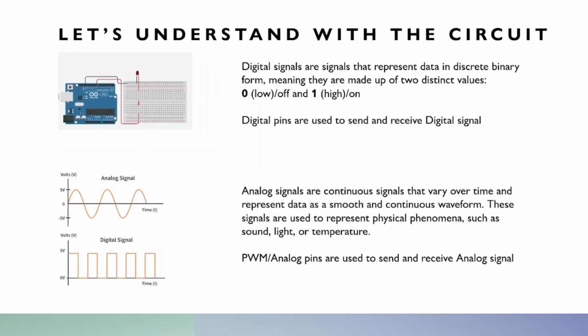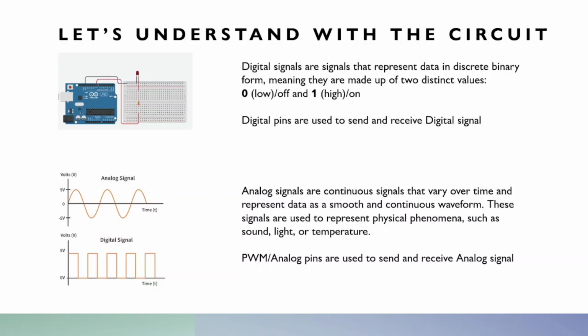Digital signals are the signals that represent the data in discrete binary form, meaning they only have two distinct values, either 0 or 1. So either our component will turn on or turn off. It cannot run on different voltages or values. So 0 means low, either it will turn off or turn on. That's the digital signal.